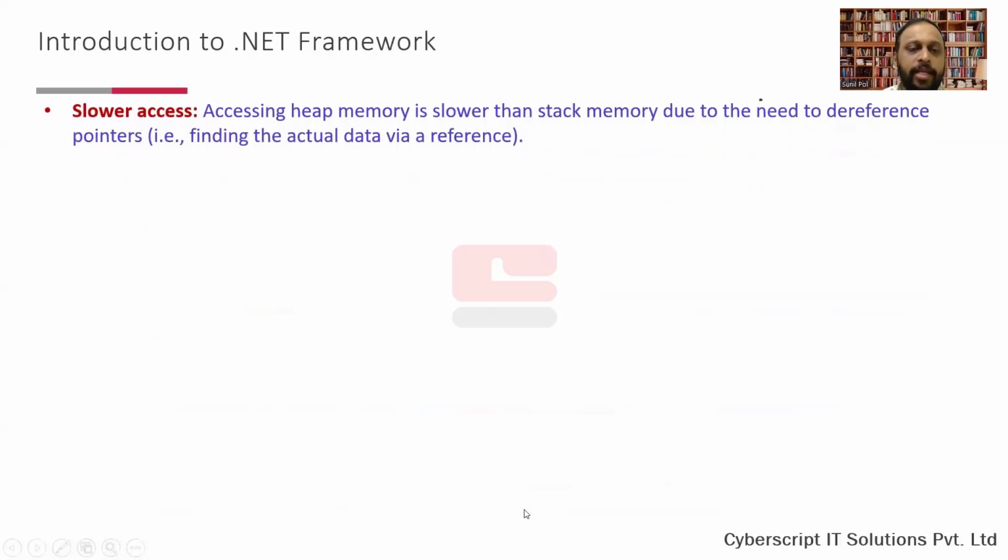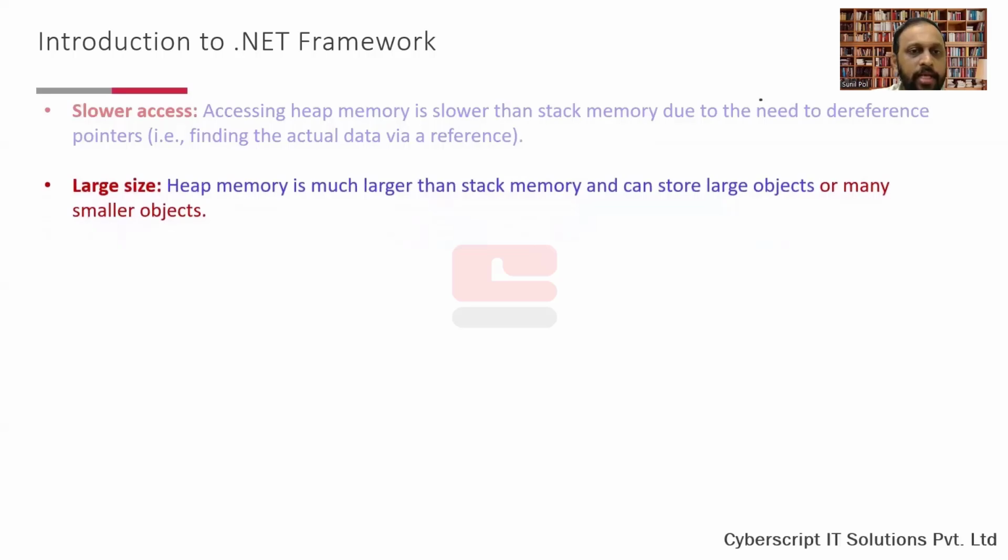As compared to the stack memory, heap memory is slower because accessing heap memory is slower than stack memory due to the need to dereference pointers. That is finding the actual data through references which were stored on the stack memory. It is non-contiguous memory and we are storing the memory address in the stack, so we need to find the exact object if we want to use that object. That's why it is slower as compared to the stack memory. It is also larger in size.